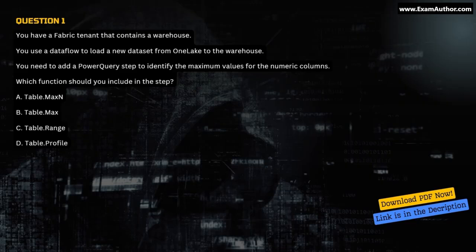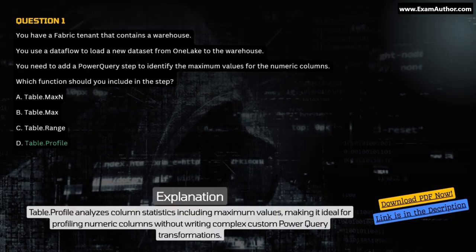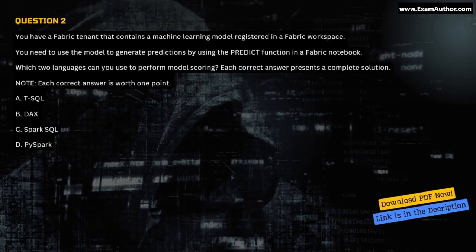A. Table.MaxN. B. Table.Max. C. Table.Range. D. Table.Profile. Correct answer: D. Table.Profile. Explanation: Table.Profile analyzes column statistics including maximum values, making it ideal for profiling numeric columns without writing complex custom Power Query transformations.